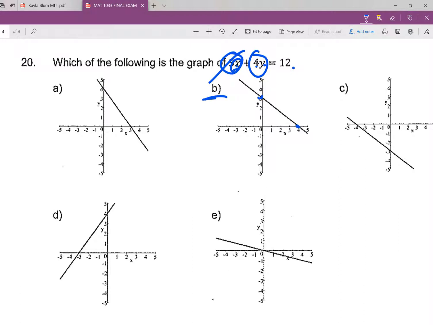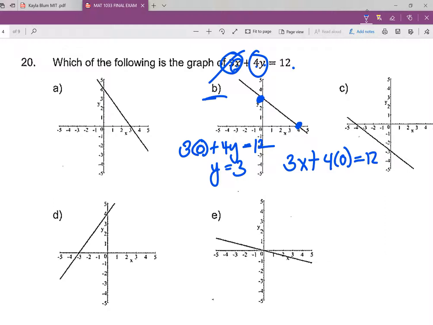Basically what you're doing is you're saying 3 times 0 plus 4 times y is equal to 12, the only way that's true is if y is equal to 3 and x is 0. Well, that's this point here. And then the opposite end, if you have 3x plus 4 times 0 equals 12, then x has to be 4. That's this choice here.